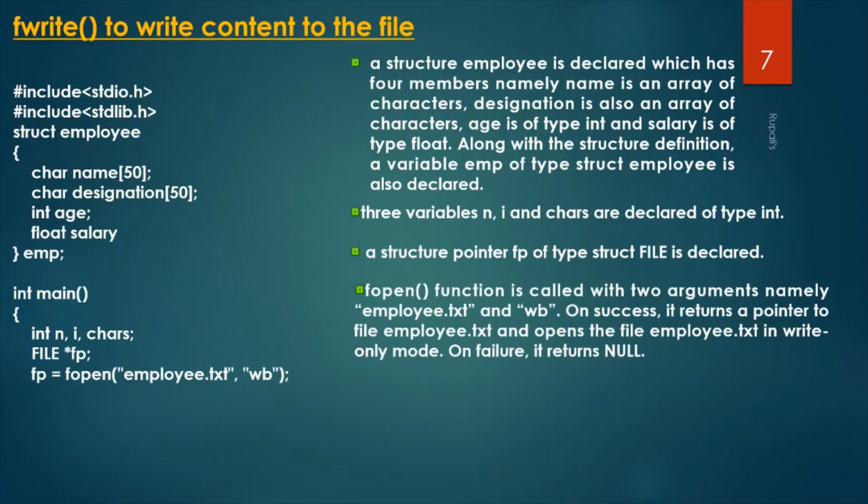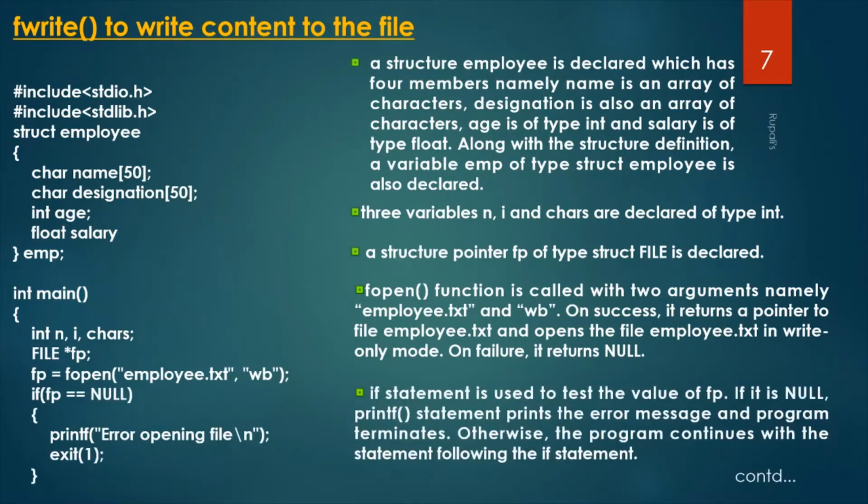The fopen function is called with 2 arguments, namely employee.txt, the text file we want to open, and wb. This is the mode of the file. On success, it returns a pointer to the file employee.txt and opens the file in write only mode. But on failure, it returns null. This if statement is used to test the value of fp. If it is null, the printf statement prints the error message and the program terminates. Otherwise, the program continues with the statement following the if statement.